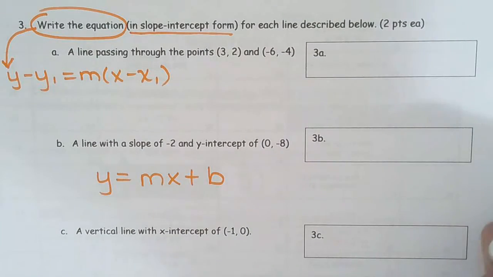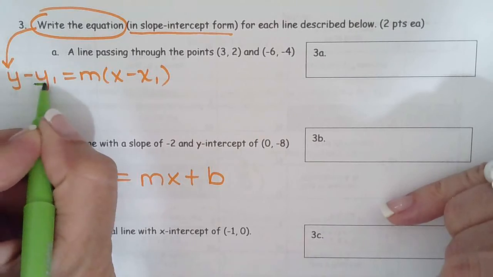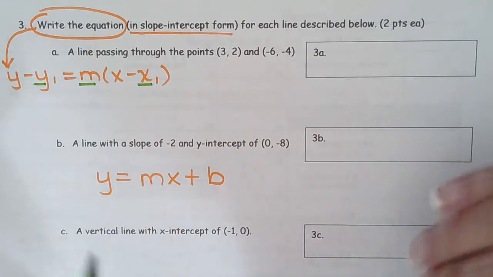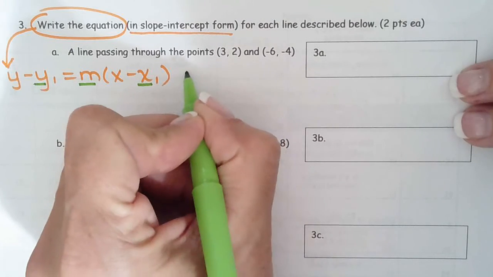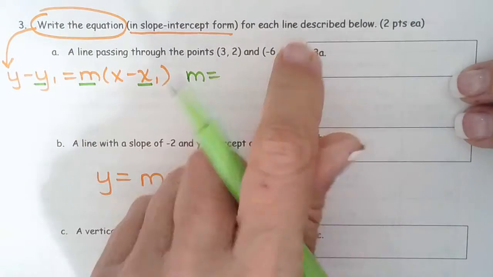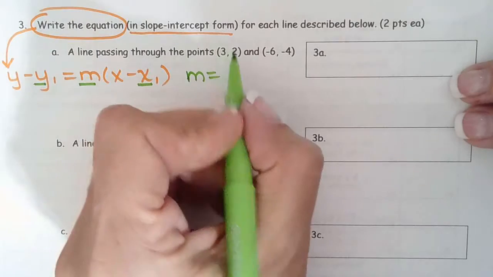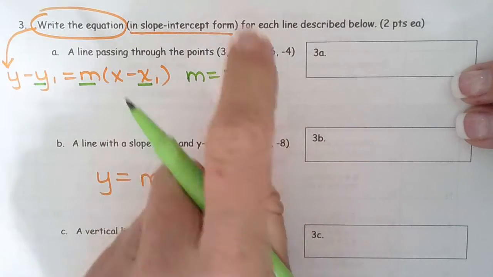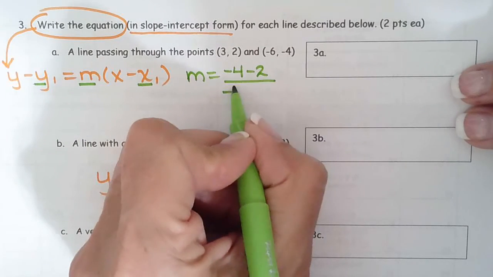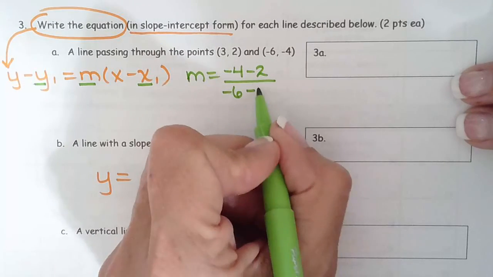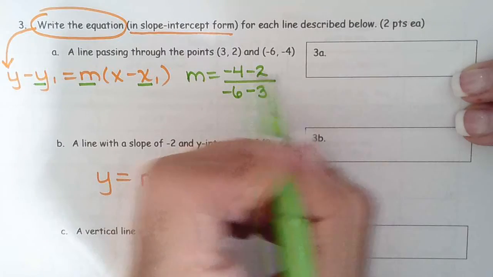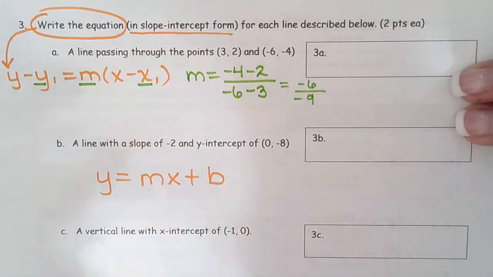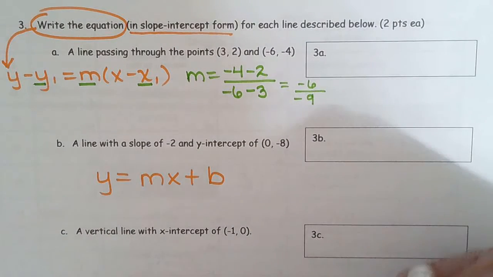So remember from the last quiz, we said we needed a y, we needed an m, and we needed an x. But we are missing m, so we want to do that first. So -4 minus 2, so second y minus first y, over second x, -6 minus the first x, 3. So that's looking like -6 over -9. I remember a lot of people missing this on the test.